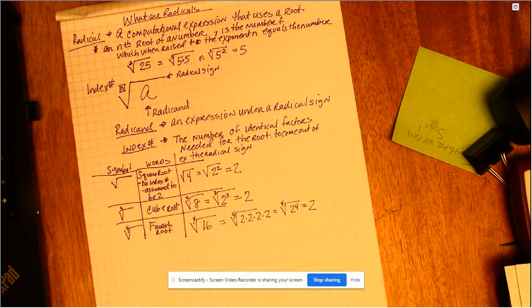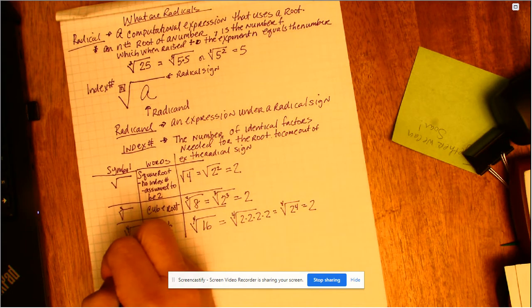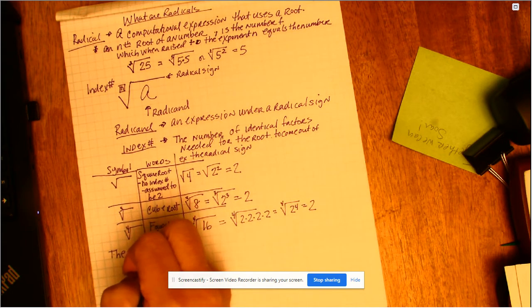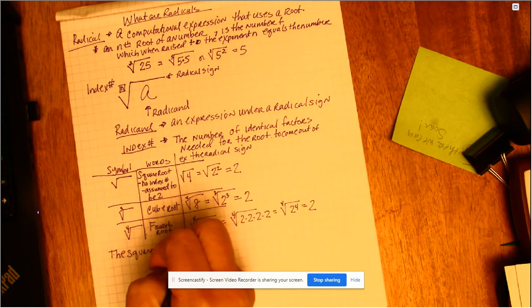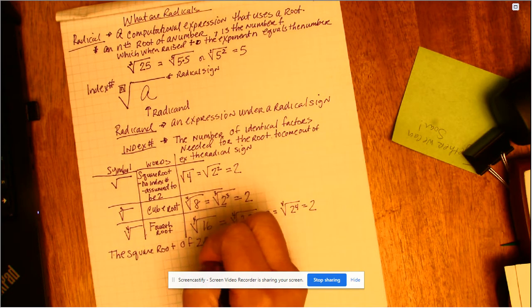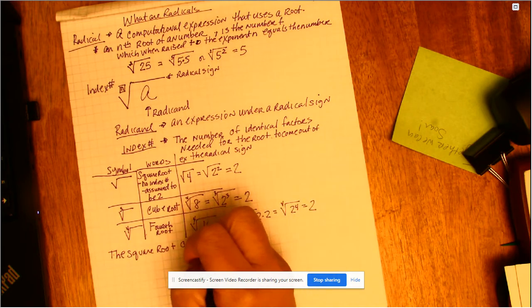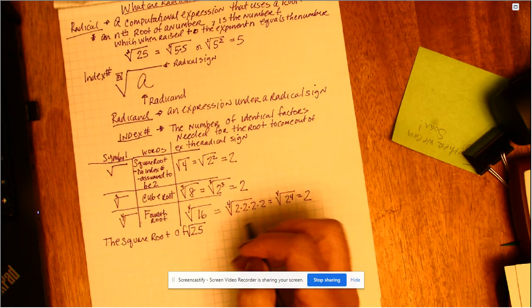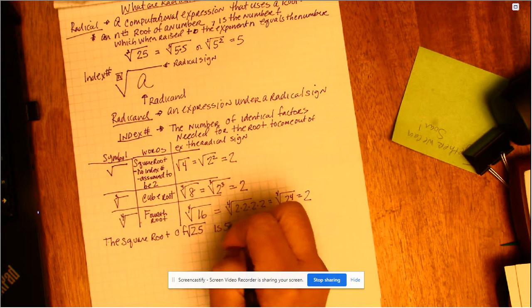Okay. Within that, we have things that we call perfect square numbers. One way to look at this is the square root of 25. Right, so we write that like that, is 5.